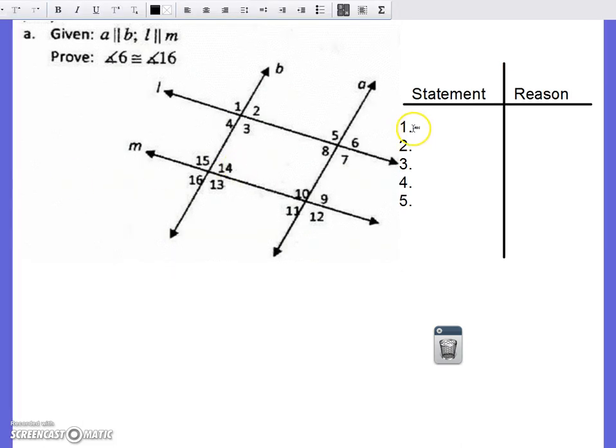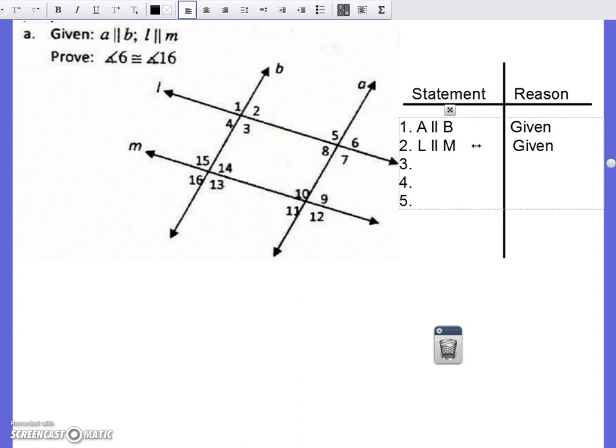So we're going to start off with what's given. That's the first thing that you should have learned. I always start with what's given to you. So, line A is parallel to line B. Reason for this? Simple. It was given to us. Okay. Line L is parallel to line M. Reason for this one also given.